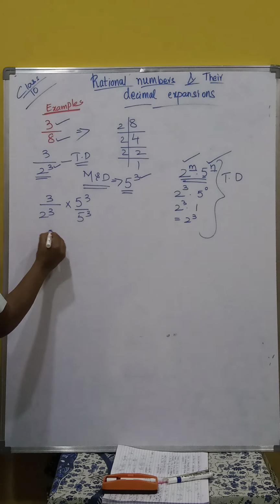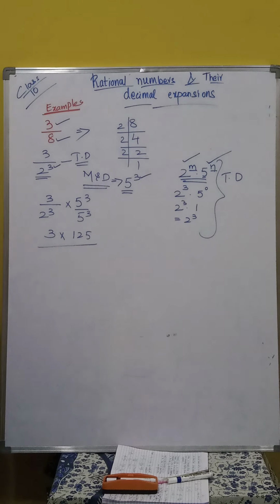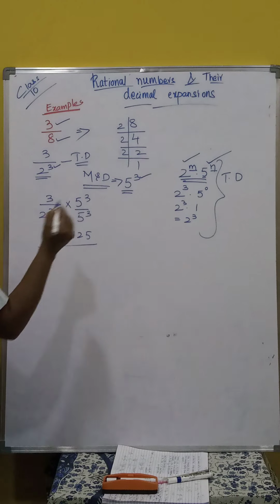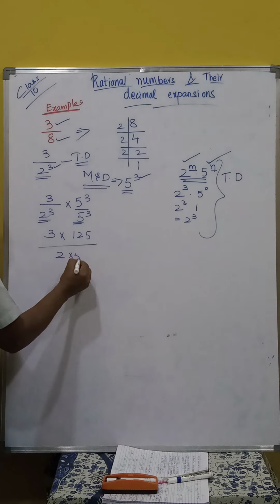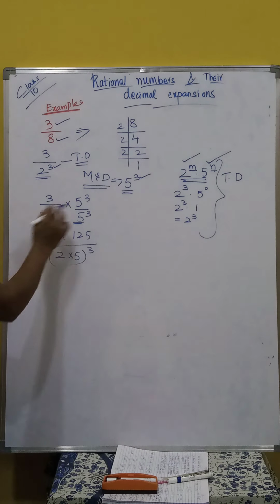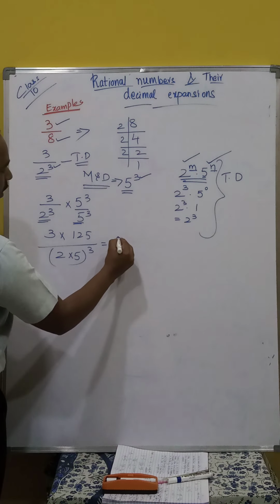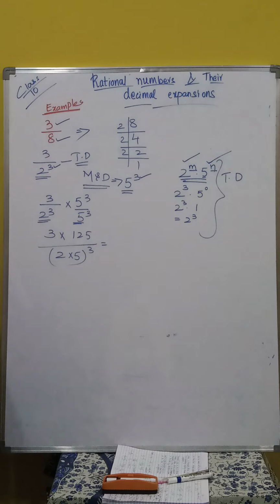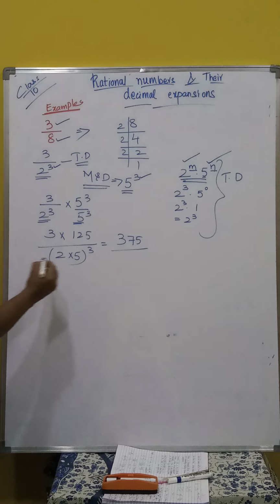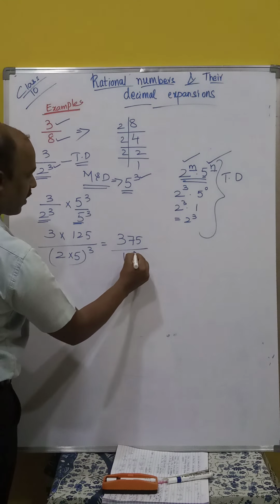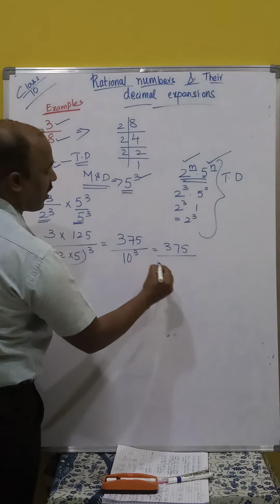Now open that. 3 into 5 cube is 125 in the numerator. Now come to the denominator. According to the laws of exponents, it is 2 into 5 whole cube, because the power is the same. Multiply 3 into 125, that is 375. In the denominator, 2 fives are 10, so 10 cube. 10 cube is nothing but 1000. So 375 divided by 1000.